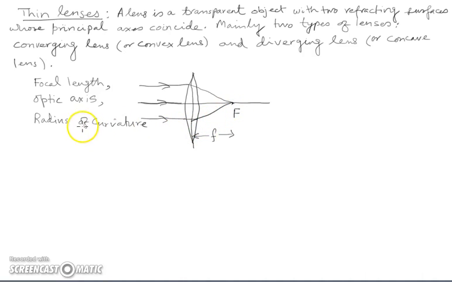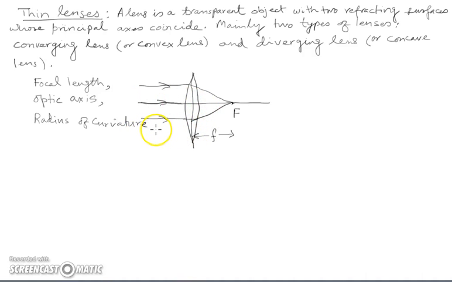Right. Remember radius of curvature, there are two radii of curvature. Each face has a curvature. So this is the radius of curvature for one surface. This is the radii of curvature. We'll have another surface.